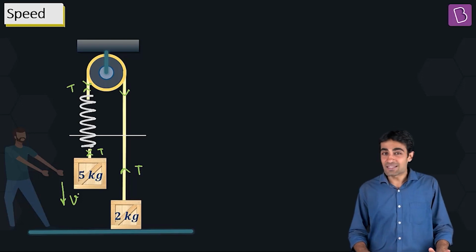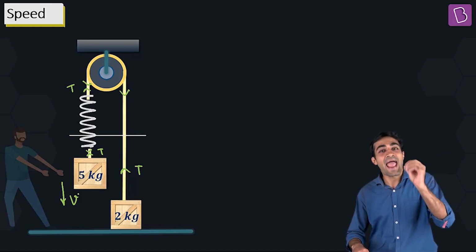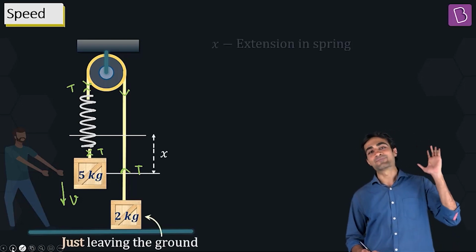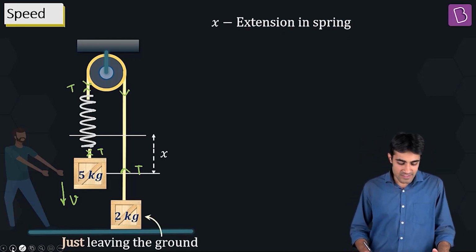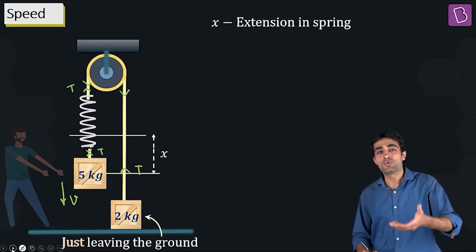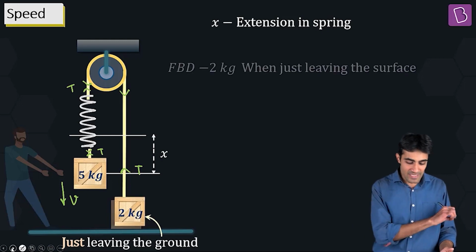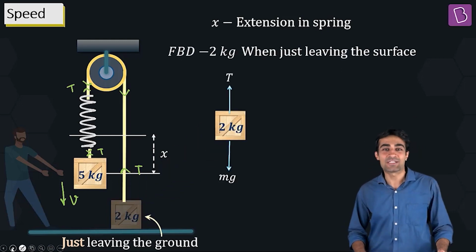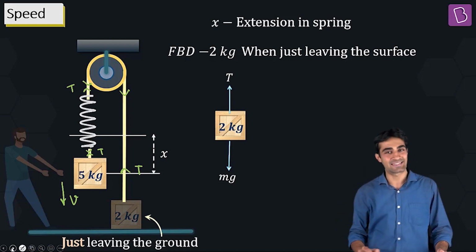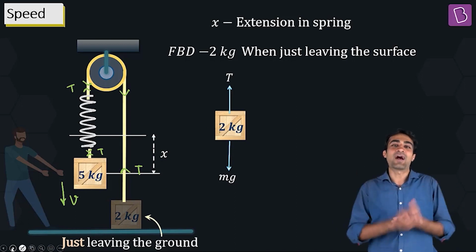Okay. Now, let us say when the 2 kg block just lifts up, there is some extension x in the spring. There is some extension x in the spring. And we can just draw the free body diagram of the 2 kg block when it is just about to lift from the ground, or it has just lifted from the ground. Anyhow, we can see the normal reaction on the 2 kg block becomes 0. Yes. Why is this normal reaction 0? Because it just gets lifted up from the ground.